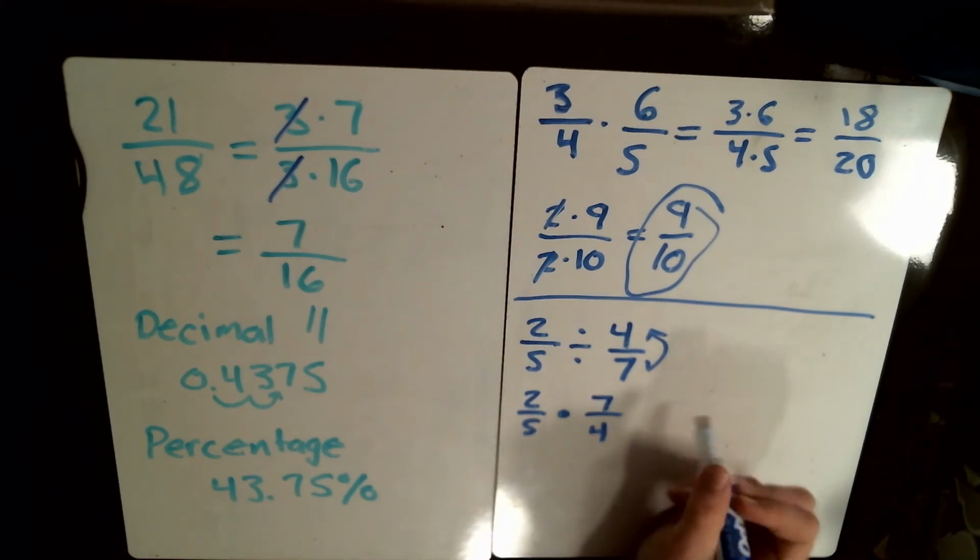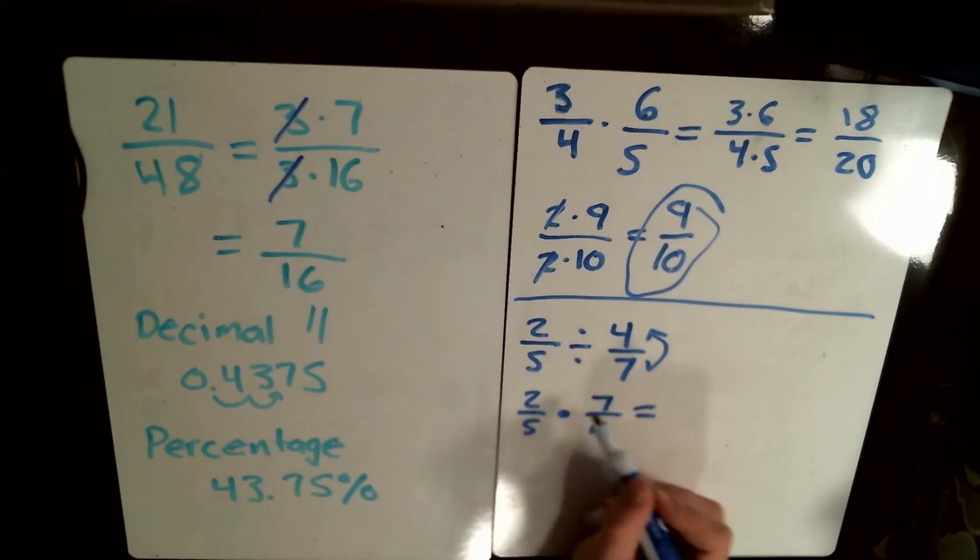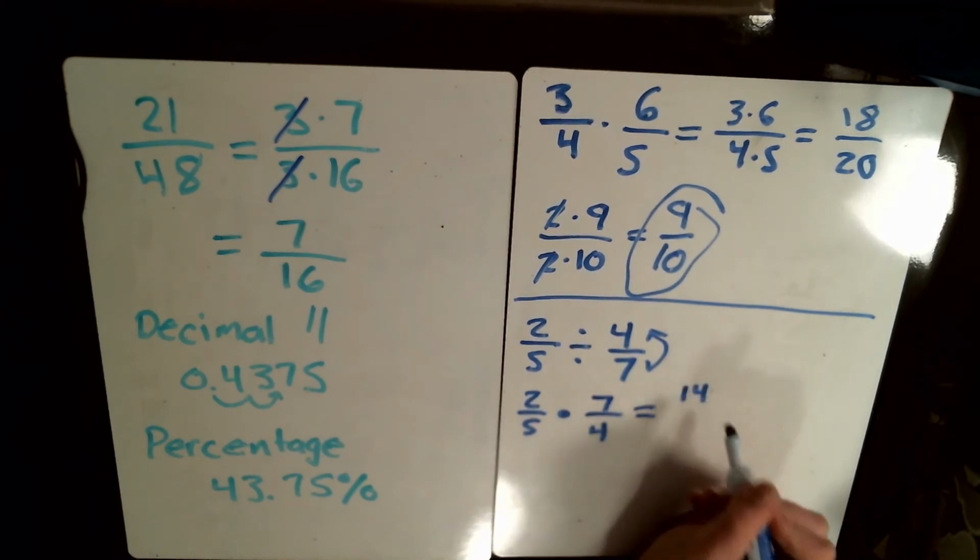Okay? So again, how you multiply is just straight across. So you do 2 times 7 is 14.